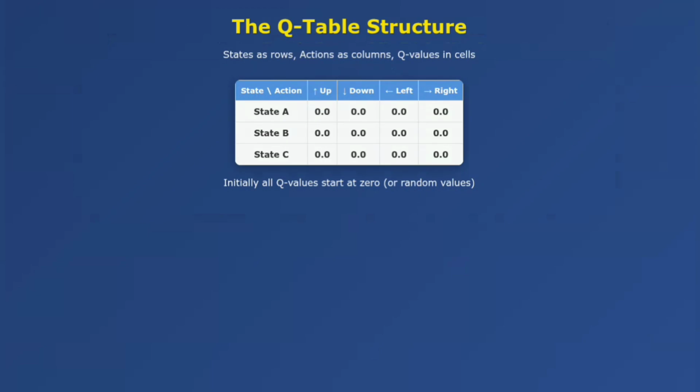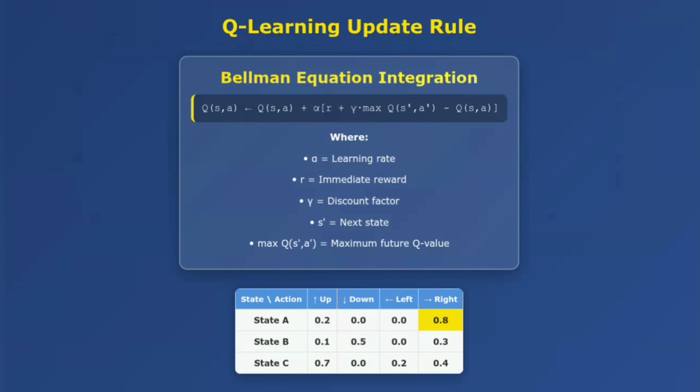The core of Q-learning is iteratively updating the Q values in a table, the Q table. Imagine a table where rows are states and columns are actions, and each cell stores the Q value for taking that action in that state. Initially, all values are 0 or random.